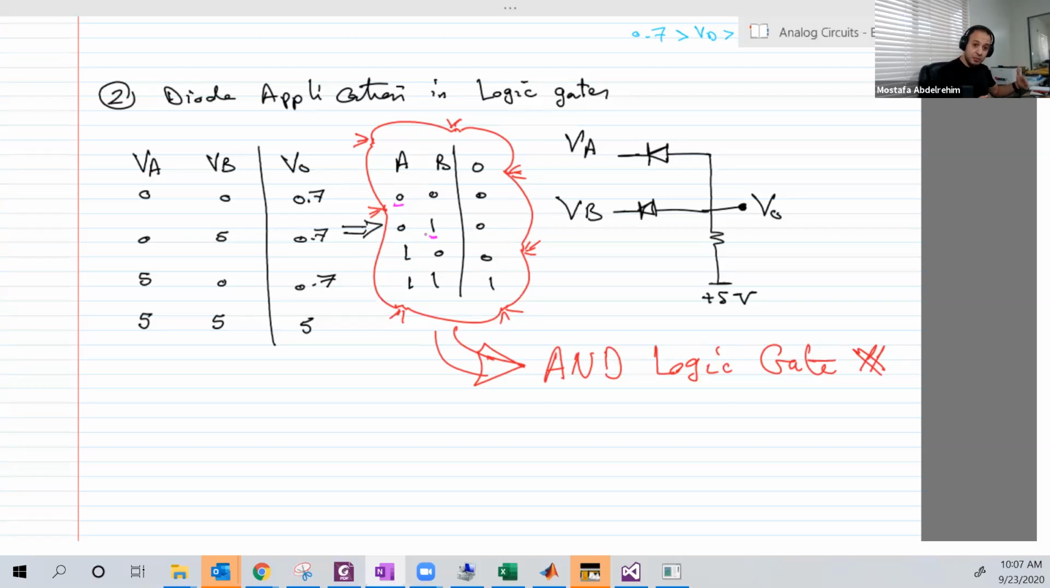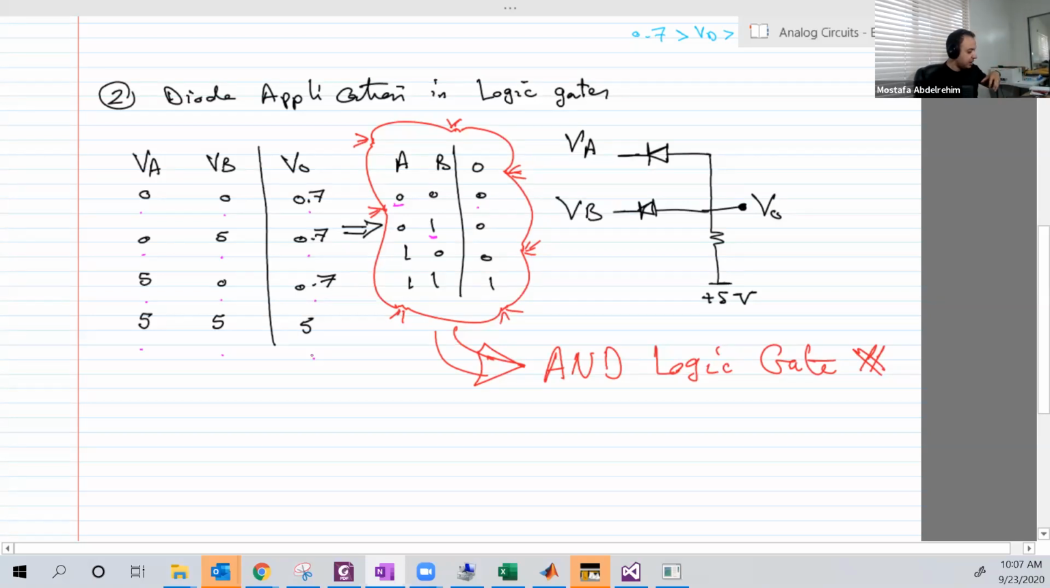And we found that based on the analysis by solving the circuit, when the two inputs are 0 volt and 0 volt, the output is 0.7, which can be considered low. So this is also 0 if we represent it as a symbol. With 0 and 5, we get 0.7 again. With 5 and 0, we get 0.7 again. But with 5 and 5, we get 5.